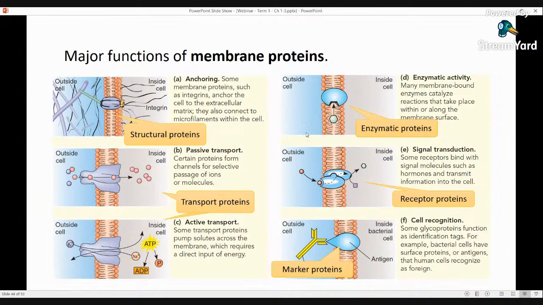This one you know. Enzymatic activity. Some of the proteins in the membrane act as enzyme complexes, or enzymes, so they take part in a catalytic reaction. For example, in the mitochondria, you already know, and in the chloroplast, photosynthesis, and also there are many enzymes found on the cell membrane.